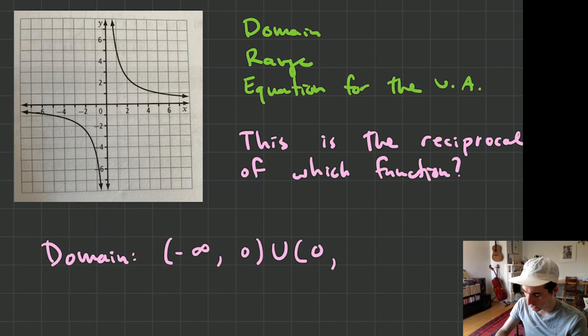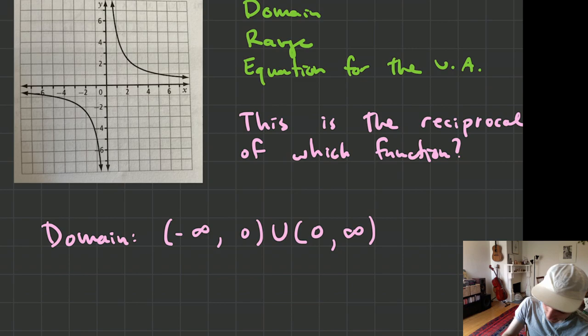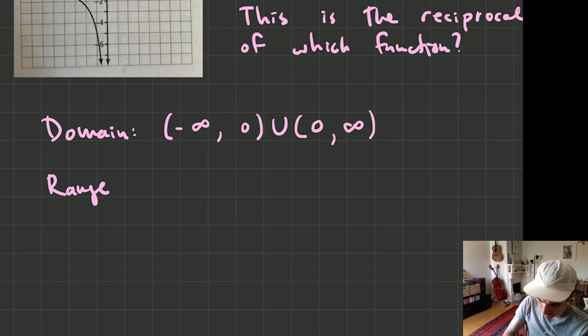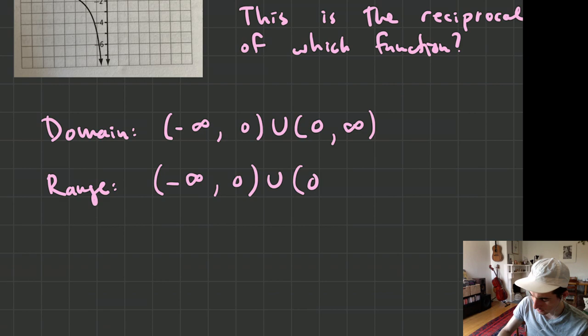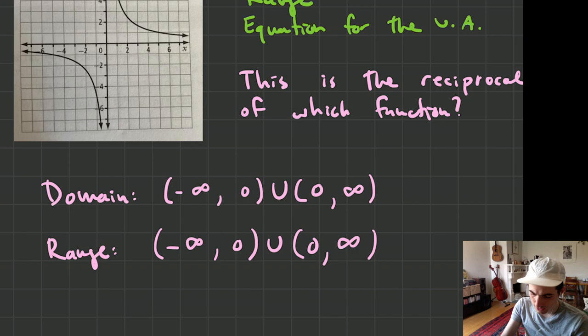The range is pretty much the same thing. In fact, it's exactly the same thing. We never actually hit zero there, so we'll do the same thing. The range, we get negative infinity to zero, union zero to positive infinity. Awesome.